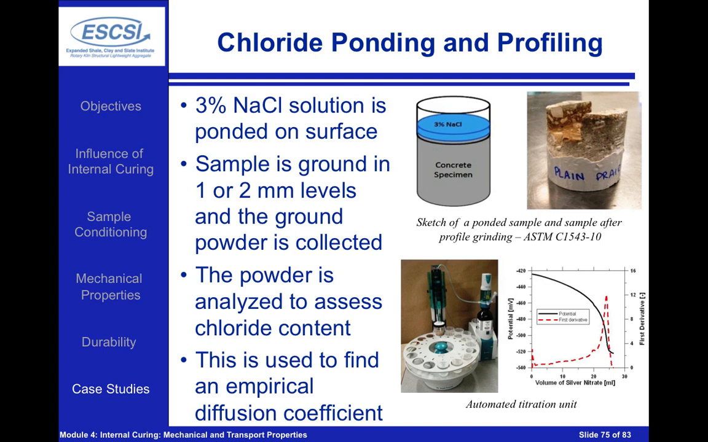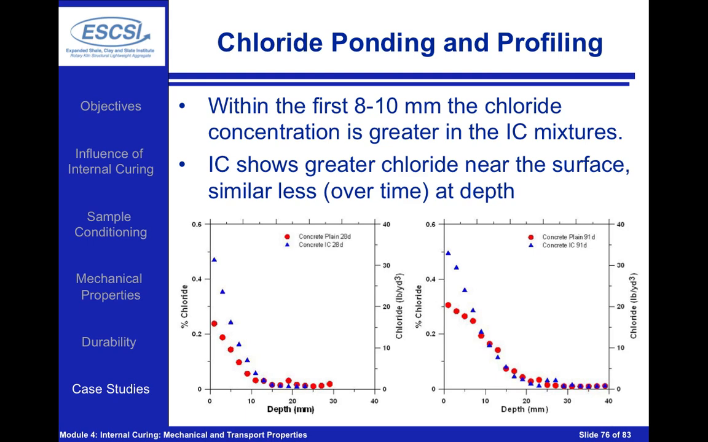We've also done chloride ponding, where we essentially place the chlorides on top of the surface. We measure how far those chlorides go into the surface, and then we can backfit an empirical diffusion coefficient. And here what you will notice is that we typically see a slightly higher chloride concentration at the surface. This is mainly due to the chlorides entering the lightweight aggregate themselves, and we have more porosity at the surface, so very near the surface, the top 5 millimeters or so, we'll see a higher chloride concentration.